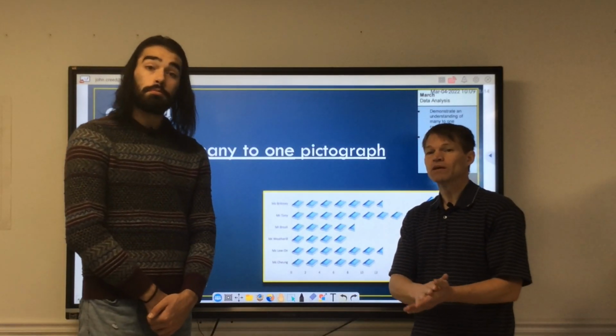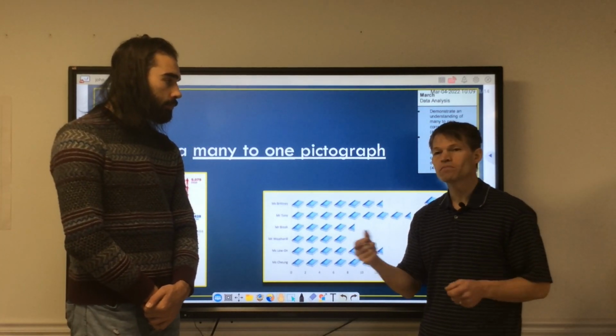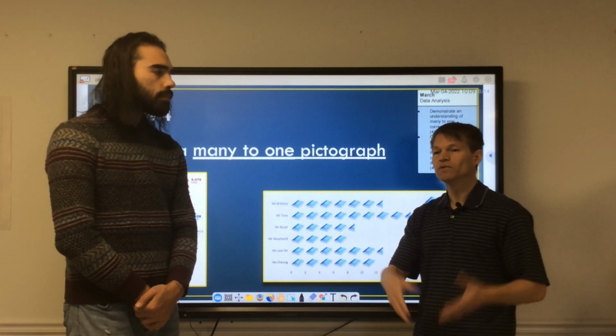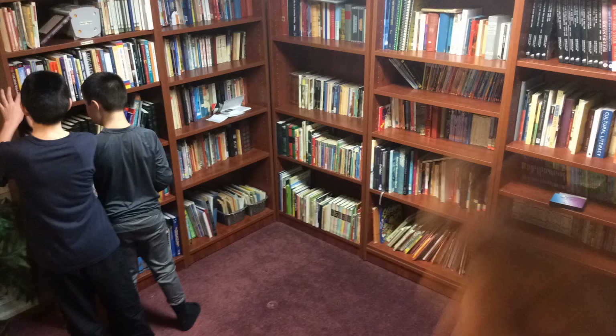We went to our library, and we wanted to sort our nonfiction or fiction books, and we had some students. They went through and they picked out a book for every 20, and we made a bar graph out of that. We made a graph, a many-to-one graph.